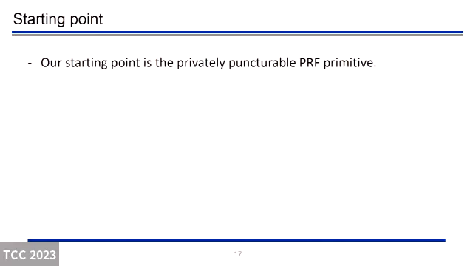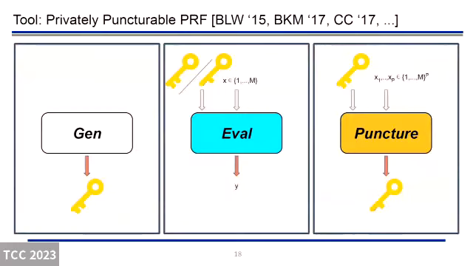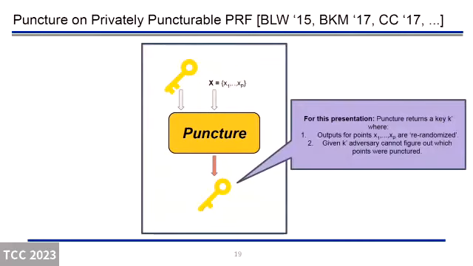Cool. So our starting point is the privately punchable PRF primitive, which is just a tuple of 3 algorithms introduced by Boneh et al., and then follow-up work by also Boneh et al. and Canetti and Chen. So it's gen, eval, and puncture, where gen and eval are just standard PRF algorithms, and puncture is special in the following sense. For the purpose of this talk, we'll define the puncture algorithm as follows. It takes in the original PRF key and a set of P points, and outputs a punctured key where the outputs for the points that we input are re-randomized. The puncture algorithm reflips the coins for the points that we input and outputs a key which hides which elements were reflipped. This was shown to be possible from LWE by the works that I mentioned before.